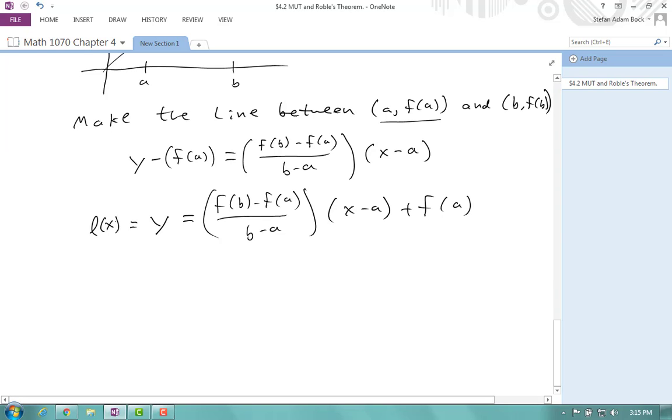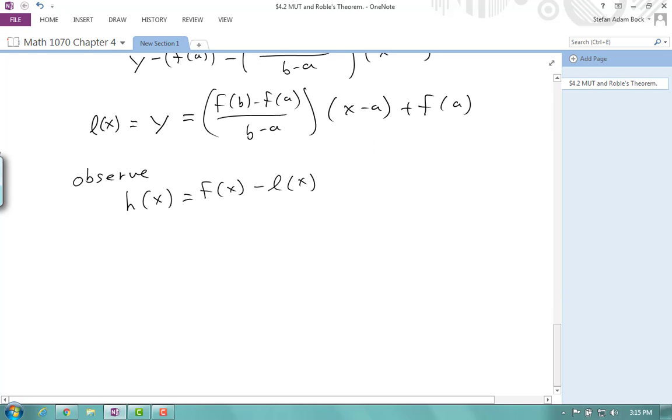And what I want to do with this line is make a third function, h(x). We'll call h(x) equal to f(x) minus L(x). What this has the effect of doing is it takes my previously possibly slanted function and subtracts a line, and kind of makes it flatter a little bit. But we notice something interesting happens.